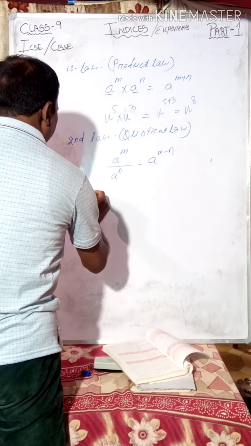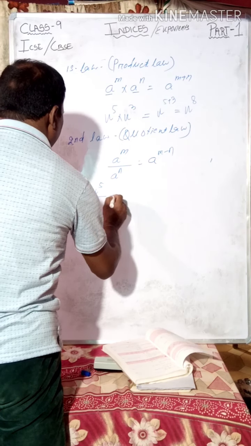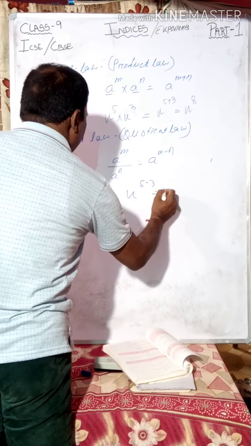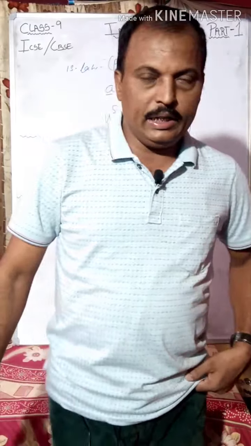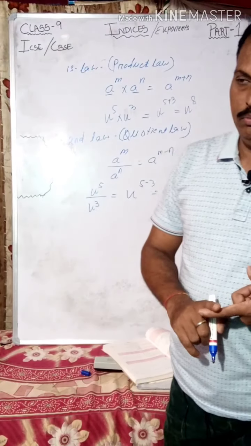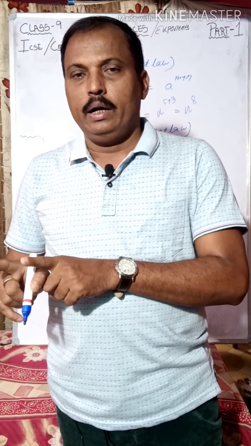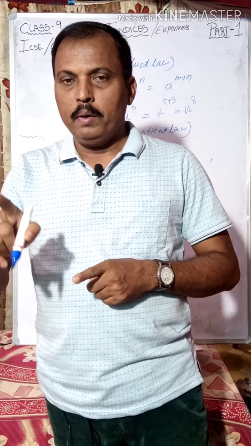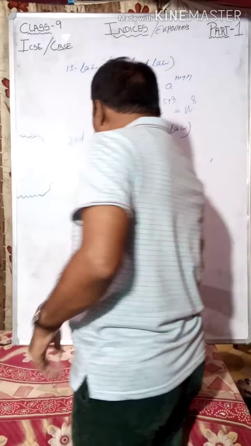Just an example, x to the power 5 upon x to the power 3 is equal to x to the power 5 minus 3, that is equal to x to the power 2 or x square. This is the quotient law. Product law, powers added. Quotient law, powers subtracted: numerator power minus denominator power. Then we come to the third law.